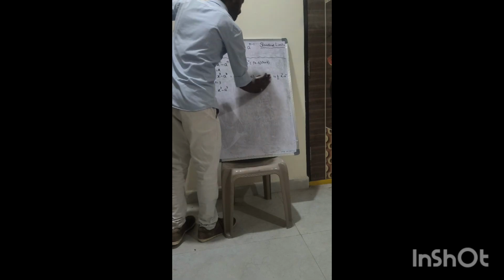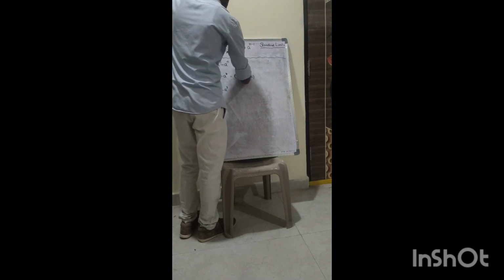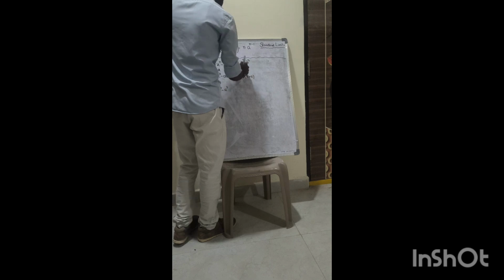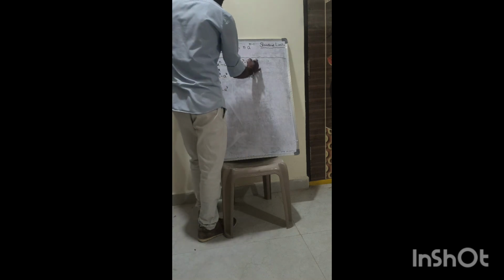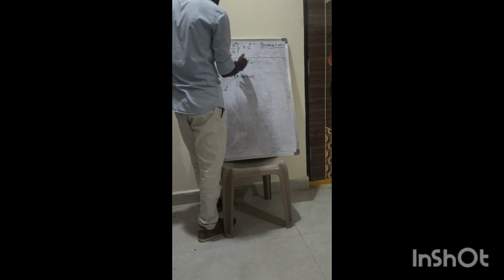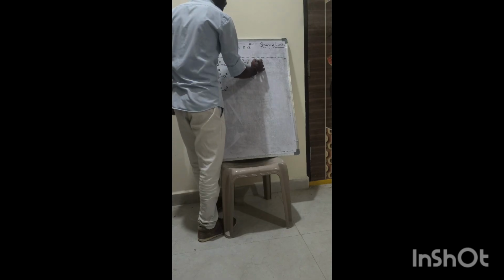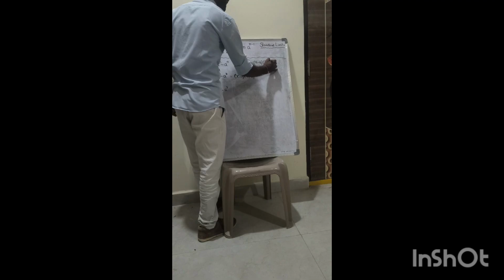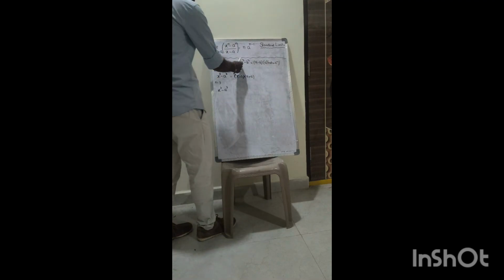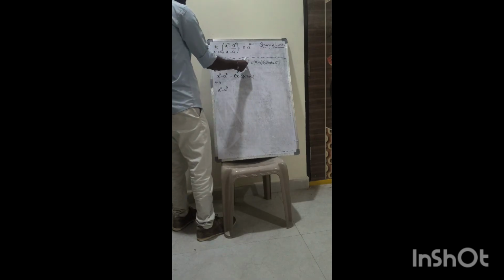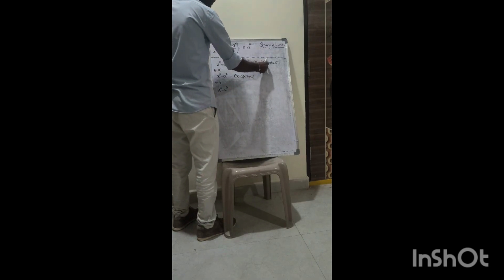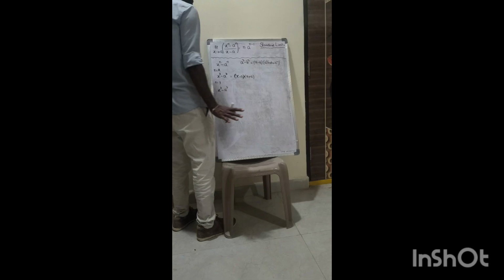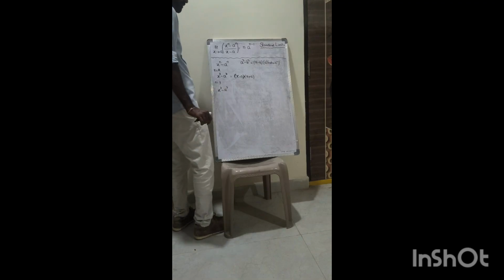Is it not looking like, let's keep this one, a cube minus b cube? Let's write this as a cube minus b cube. What is the identity? How can you write a cube minus b cube? A cube minus b cube is equal to a minus b into a square plus ab plus b square. That's how we can write it.